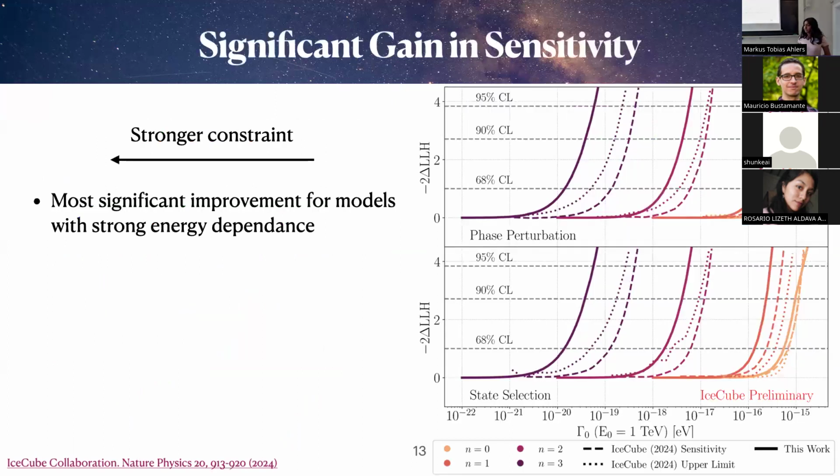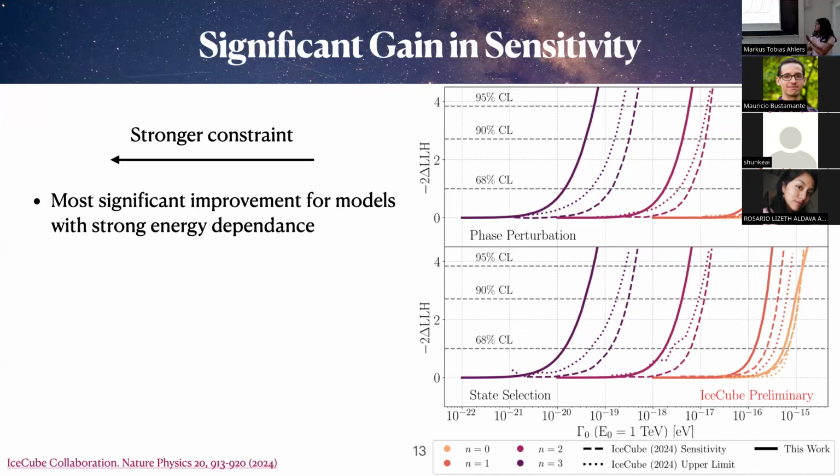modeling. So this figure here shows our results, our sensitivities for this analysis, and it's quite complicated, so I'll break it down. So the top part shows the phase perturbation case, and the bottom part shows the state selection case. And for each of these, we scan over 4 different n values of integer energy dependences from n equals 0, which is on the far right, to n equals 3, which is on the left. And for each of those, we then have the sensitivity of the previous IceCube analysis for the signature, which is shown in the dashed line, the upper limit set by that analysis, which is shown in the dotted line, and finally, the sensitivities of my work shown in the solid lines.